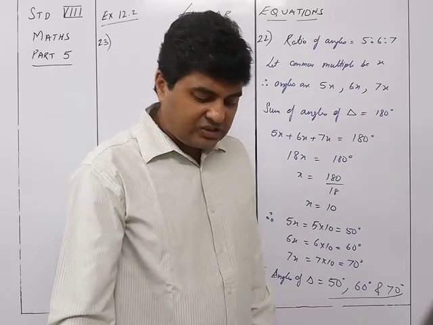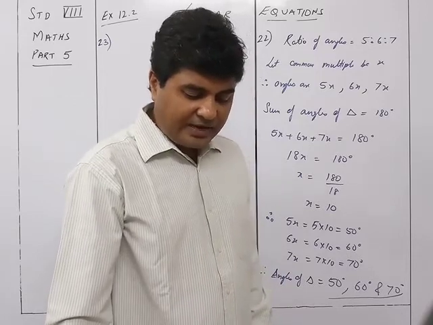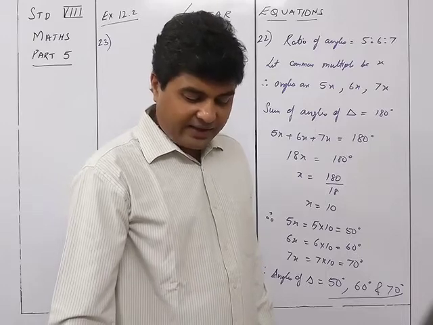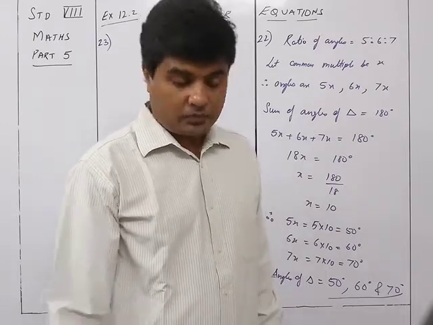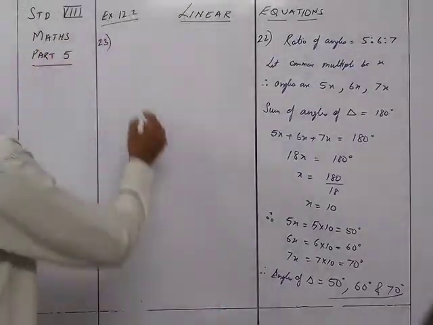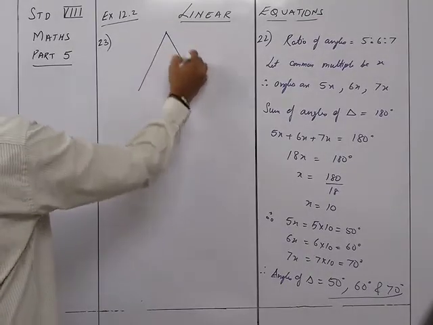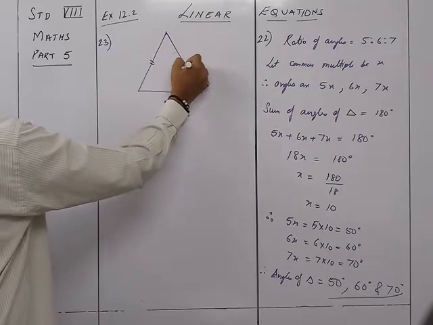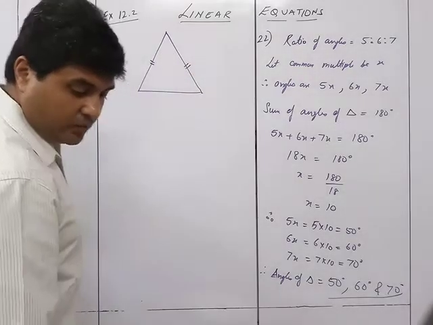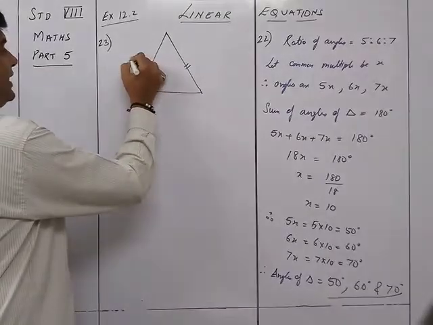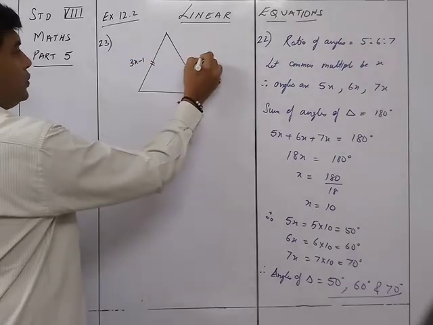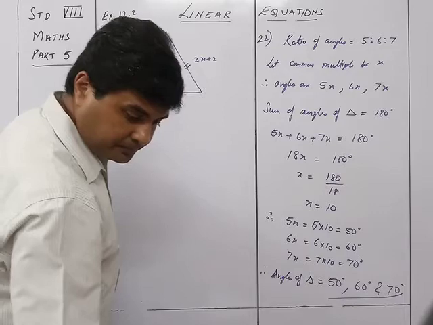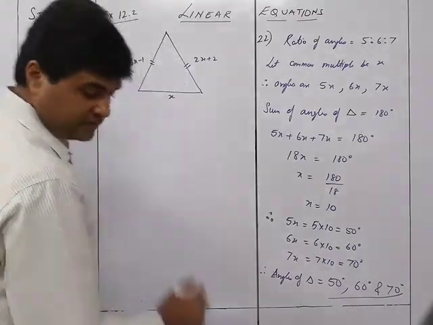The two sides of an isosceles triangle are 3x minus 1 and 2x plus 2. The third side is 2x. Find x and the perimeter of the triangle. Okay, so this is an isosceles triangle, wherein the two sides are equal. The equal sides are given as 3x minus 1 and 2x plus 2. And this is given as 2x.